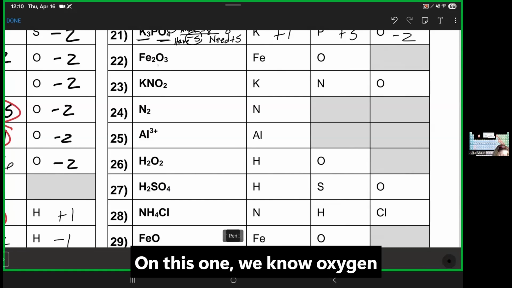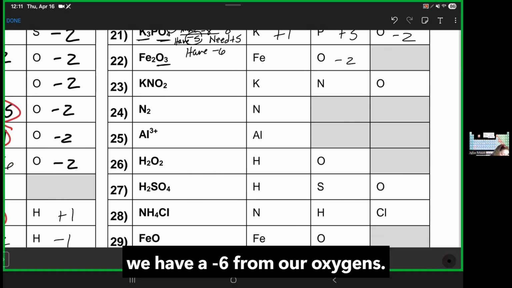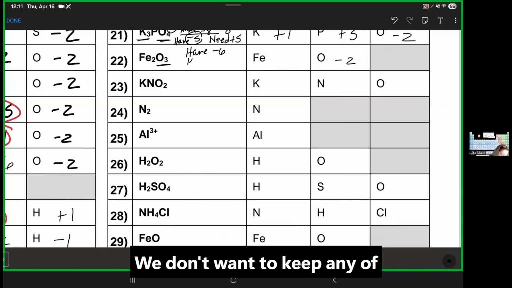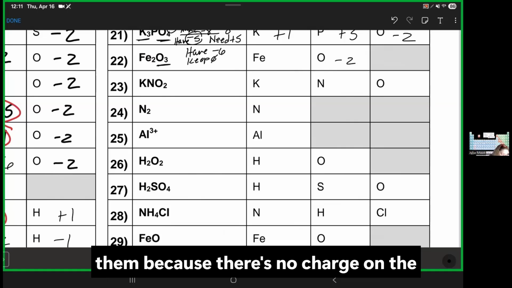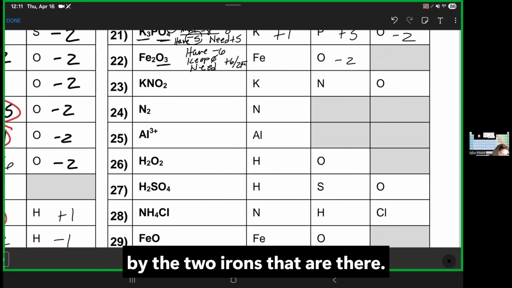On this one, we know oxygen is negative 2. So we have a negative 6 from our oxygens. We don't want to keep any of them because there's no charge on the compound. So we need a positive 6 divided by the 2 ions that are there. Iron is positive 3.